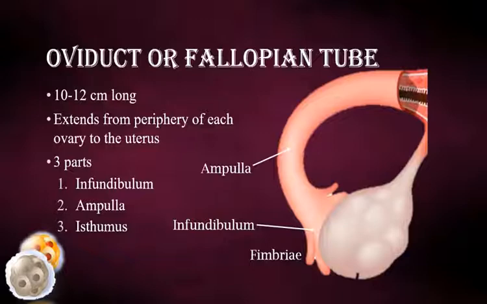Then the ampulla. Infundibulum leads to a wider ampulla. The ampulla leads to the last part of the oviduct, the isthmus, which has a narrow lumen, and this leads into the uterus. This is ciliated. Ampulla is the site of fertilization.